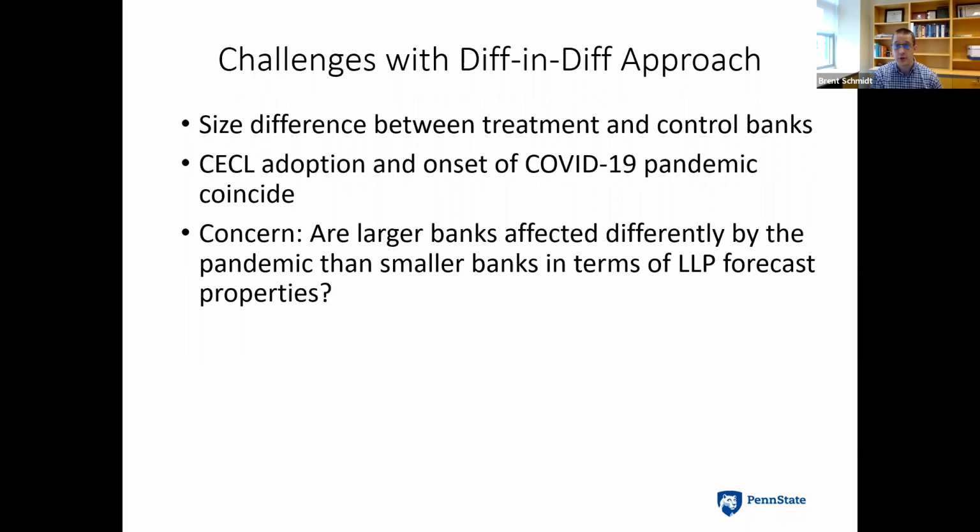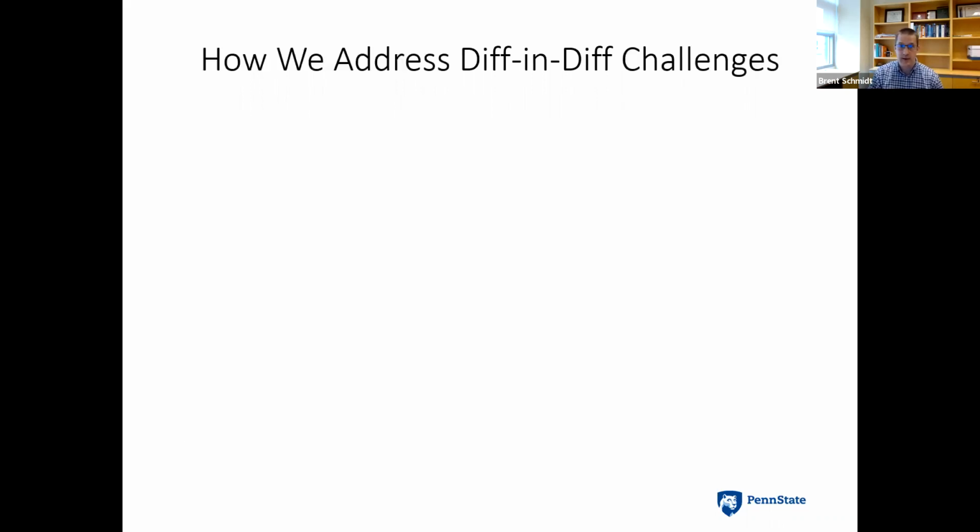In particular, larger banks may have been more affected. One plausible story could be, larger banks are more exposed to, say, global risks. And obviously a global pandemic may affect them to a greater extent, right? So this is really the big concern that we have in the paper. And so certainly this falsification test is one way that we try to address that.